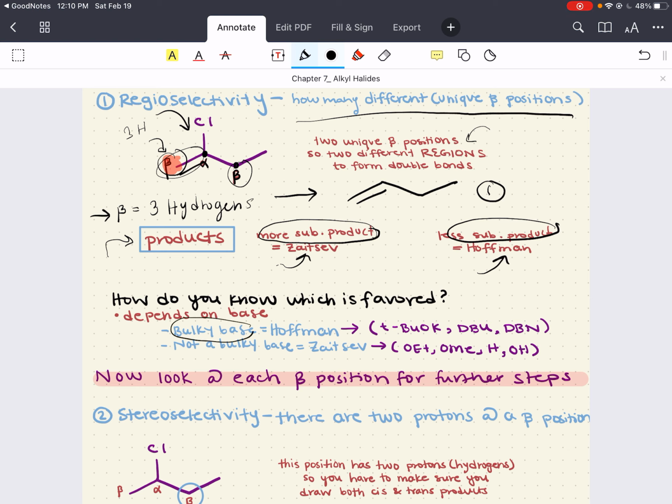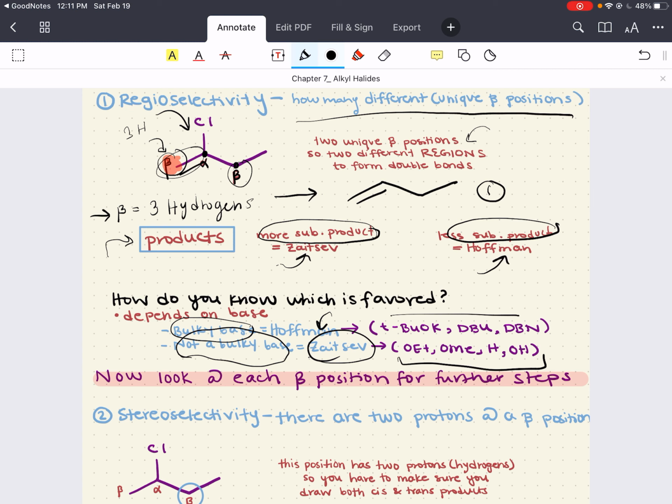That all depends on your base. If it's a bulky base, if it's a big base, then your Hofmann product is more favored. Here are examples of bulky bases. If it's not a bulky base, then your Zaitsev is preferred as your major product. Here are examples of not bulky bases. Usually after you draw all your E2 products, you can begin to assign the most substituted product as Zaitsev, your least substituted product as Hofmann, and then looking at your base, you can determine what is your major product at the end.